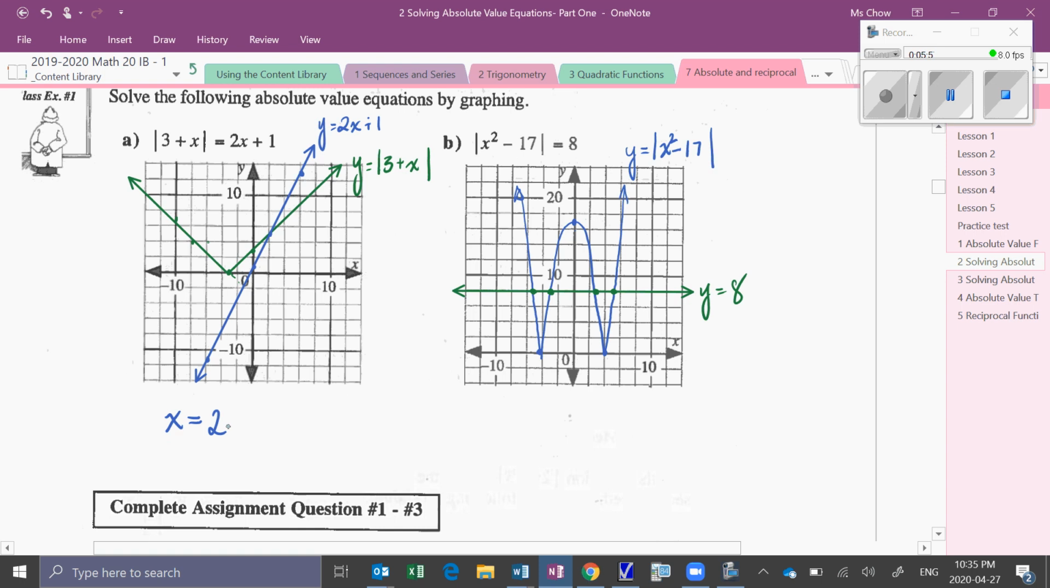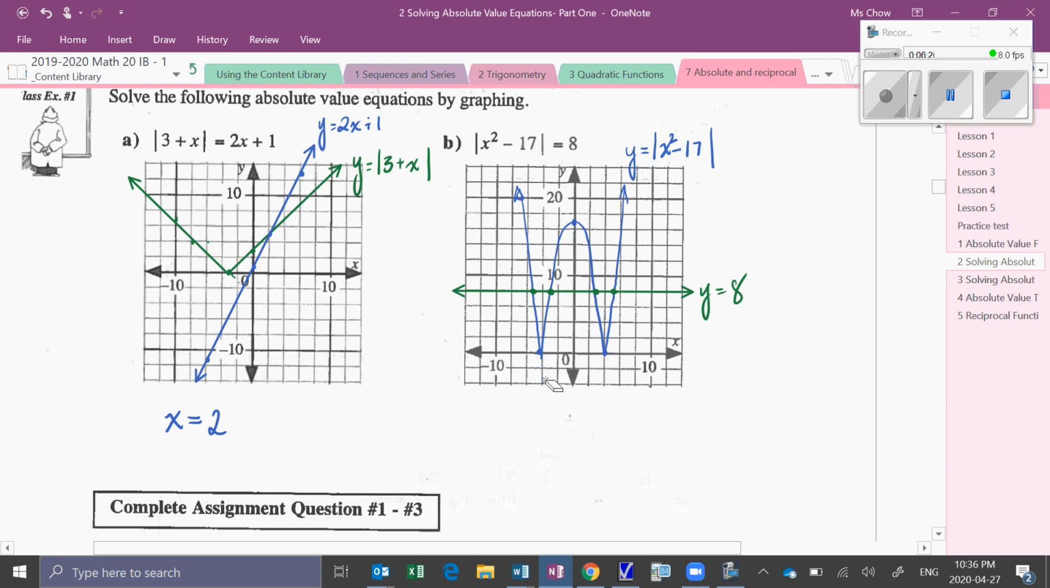For the second one, the absolute value of x squared minus 17. If we were to just graph x squared minus 17, we know it's a quadratic. It would come all the way down like so with that y-intercept of -17. But because it's an absolute value, everything that is below our x-axis essentially reflects above into quadrants 1 and 2.